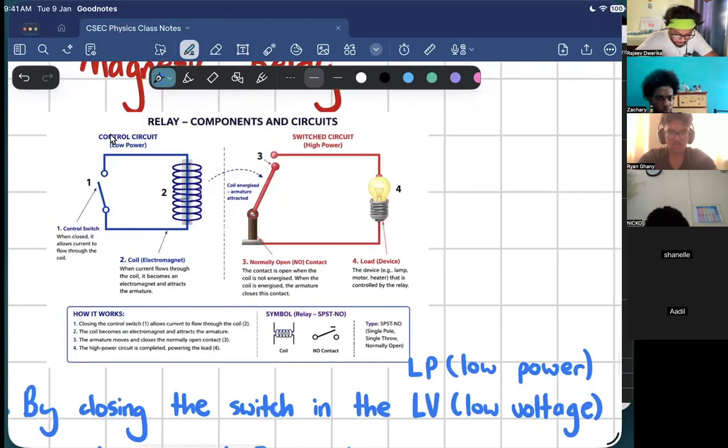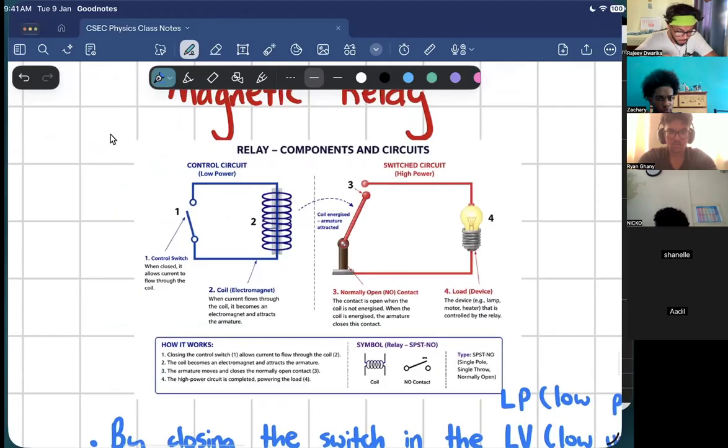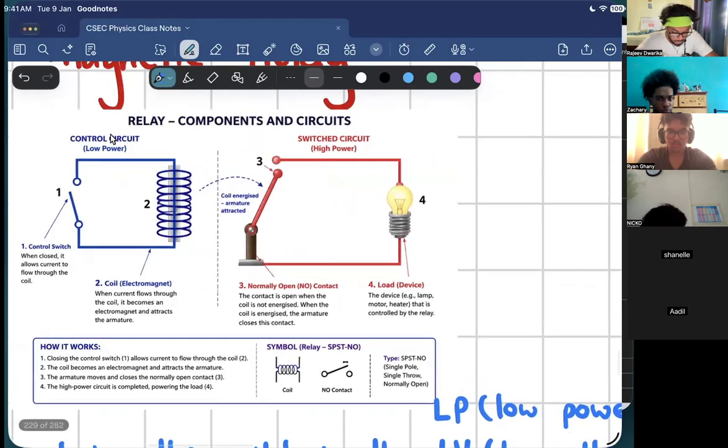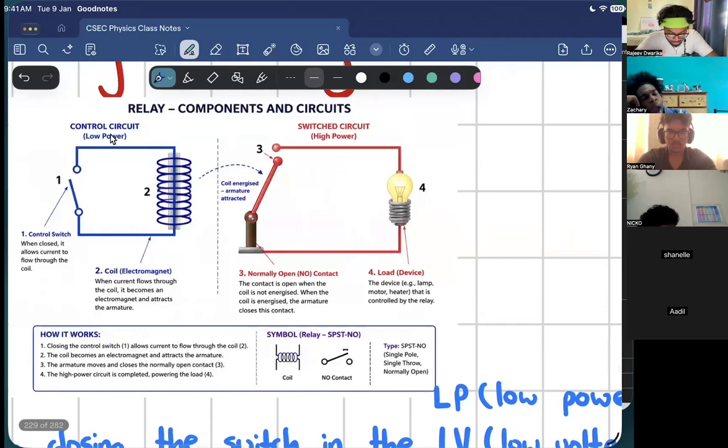Yeah, and this is the full explanation here. Number one, the control switch. When closed, it allows current to flow through the coil. The coil is the electromagnet. When current flows through the coil, it becomes an electromagnet and attracts the armature. Three, normally open. The contact is open when the coil is not energized. When the coil is energized, the armature closes this contact. Four, the device, lamp, motor, heater, is controlled by the relay.